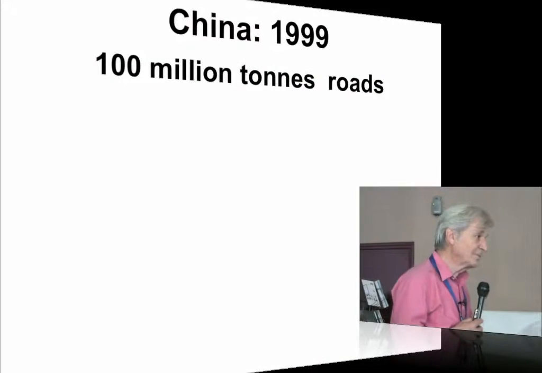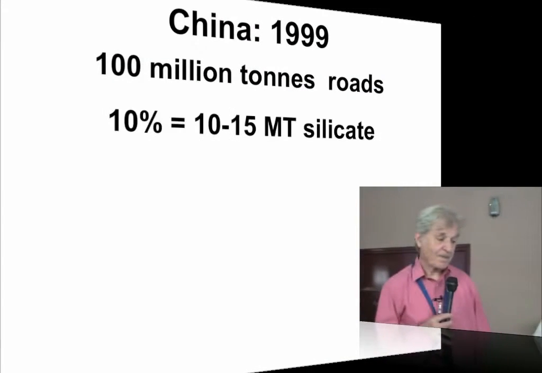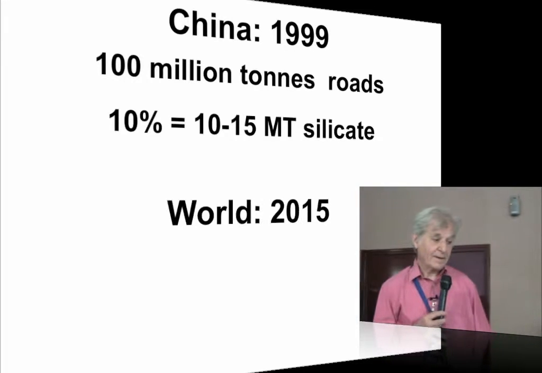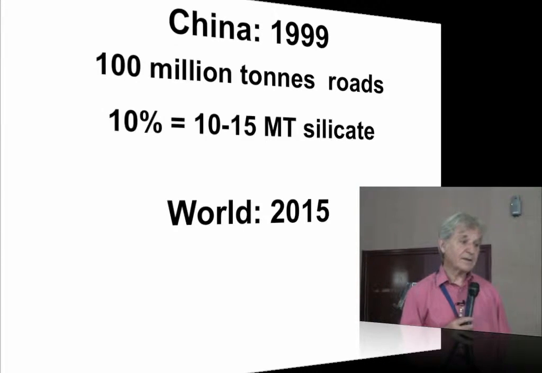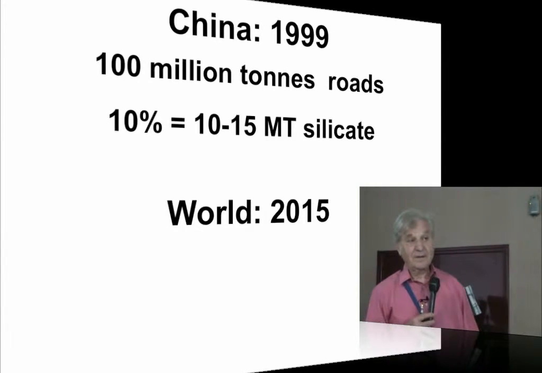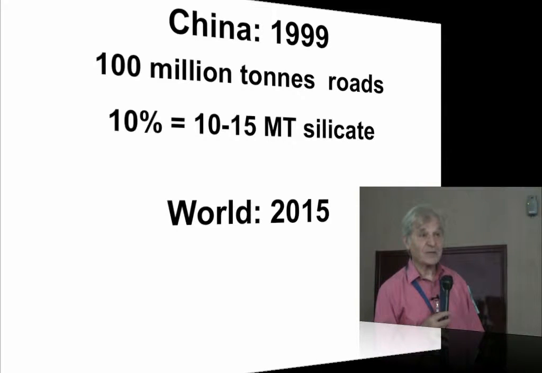If I use our rock-based system or fly ash-based system or anything like that, and I just use 10% of silicate, this means 10 million tons of silicate. You guys from the soluble silicate industry, are you ready to produce 10 million tons per year? No. So we have a big problem for mass production.